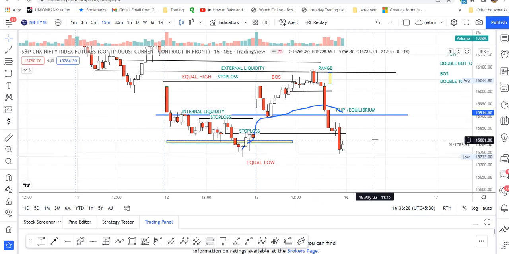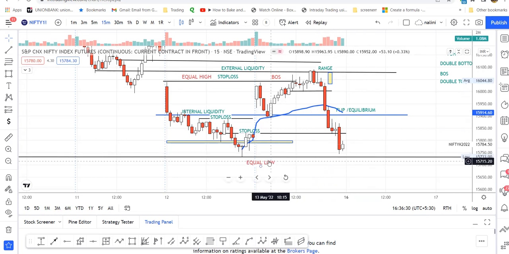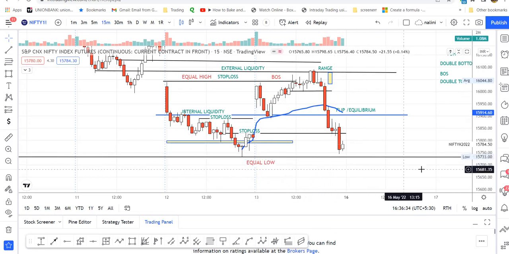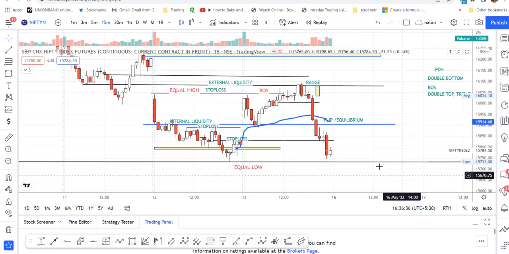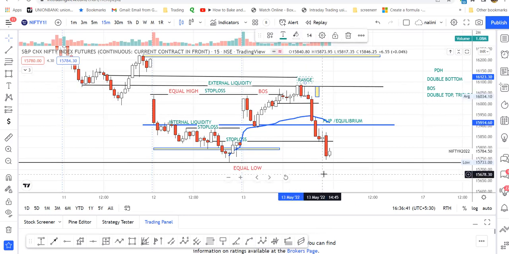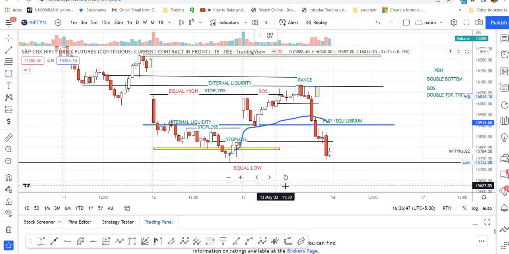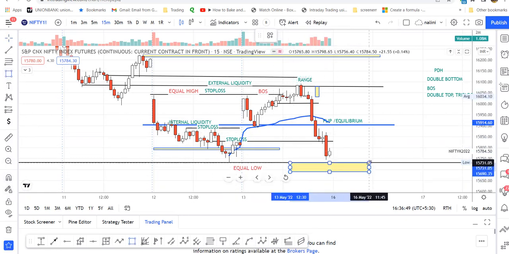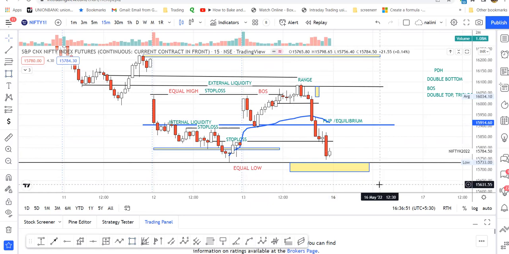So this is nothing but an equal low. When there is an equal low, and my range is this, this is the range high. For me, the reference is the range high, and it is an equal low. Probably, if it comes and grabs the liquidity, as a professional trader, only then should you enter. You should not enter into this gap up.